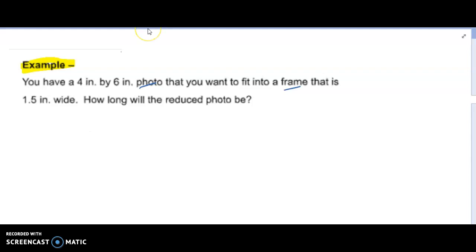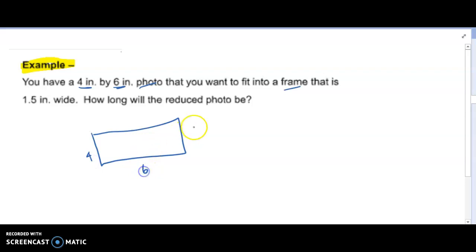So let's go ahead and read the word problem. It says you have a 4 by 6 inch photo. So I'm going to go ahead and write that. 4 by 6 inch photo that we want to fit into a frame that's only 1.5 inches, and we want to find how long it will be. Okay, so I'm just going to call this X because this is what we're going to find.